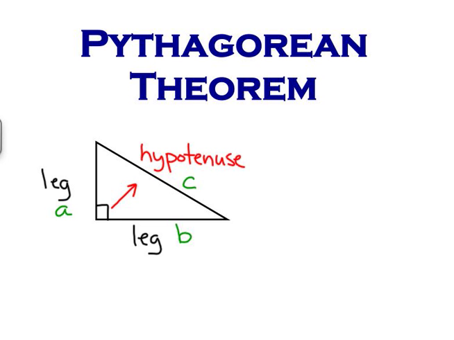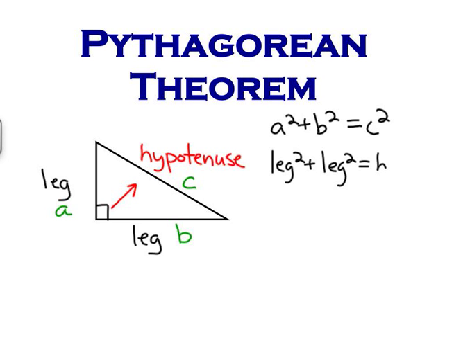The Pythagorean theorem is a squared plus b squared equals c squared. Or in other words, the leg squared plus leg squared equals the hypotenuse squared. Let's go through some example problems.